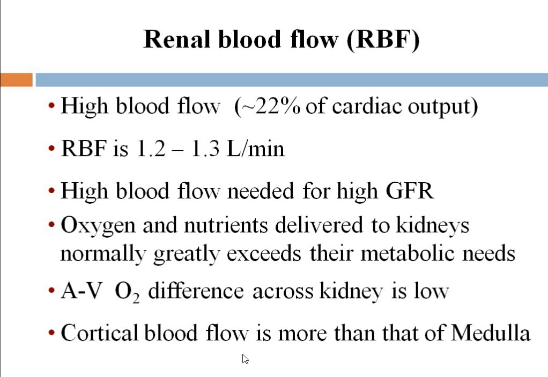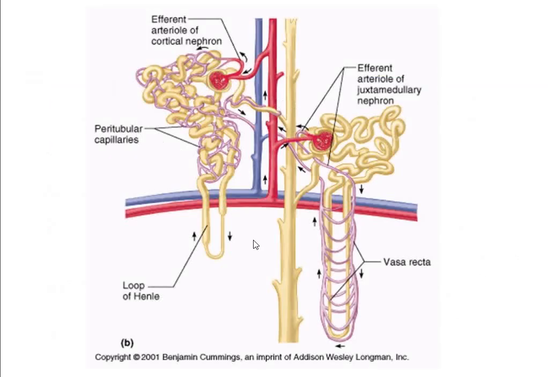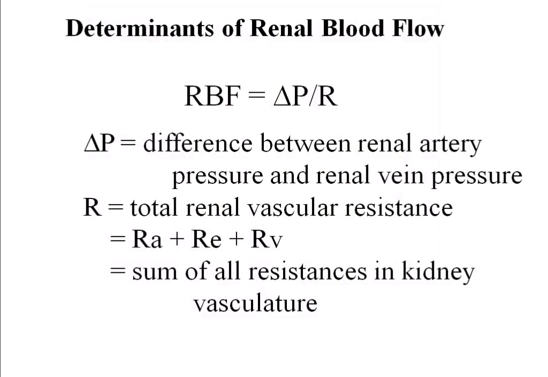And the cortical blood flow is more than that of the medulla. The blood flow in the renal cortex is much more than the medulla. If you remember this figure, there are so many peritubular capillaries in the cortex, and this is the cortical nephron. And as we all know, 85% of the nephrons are cortical nephrons. So there is a rich blood supply in the cortex as compared to the medulla.